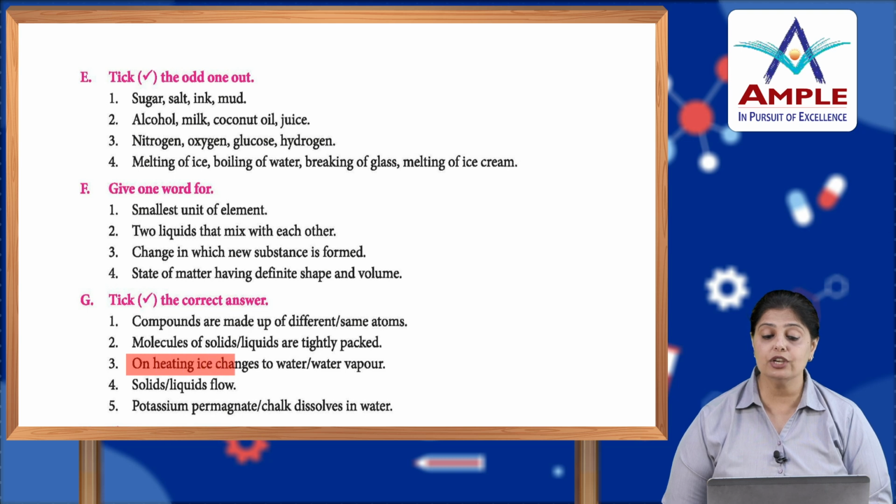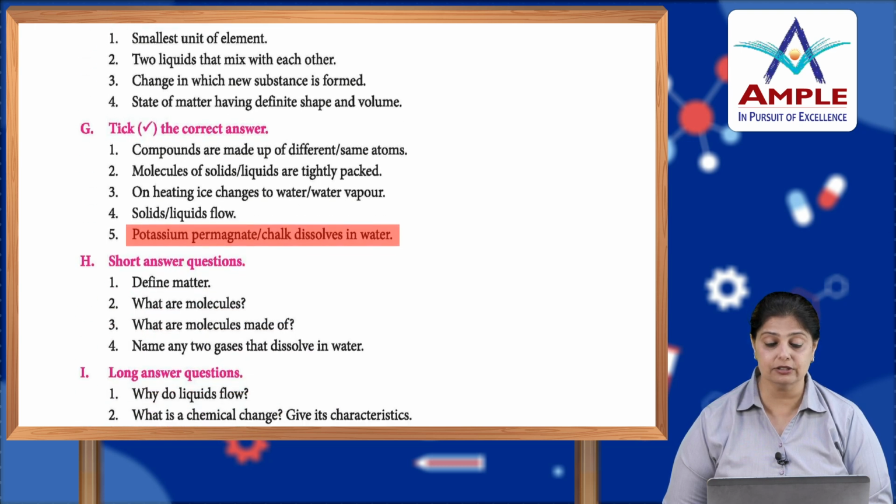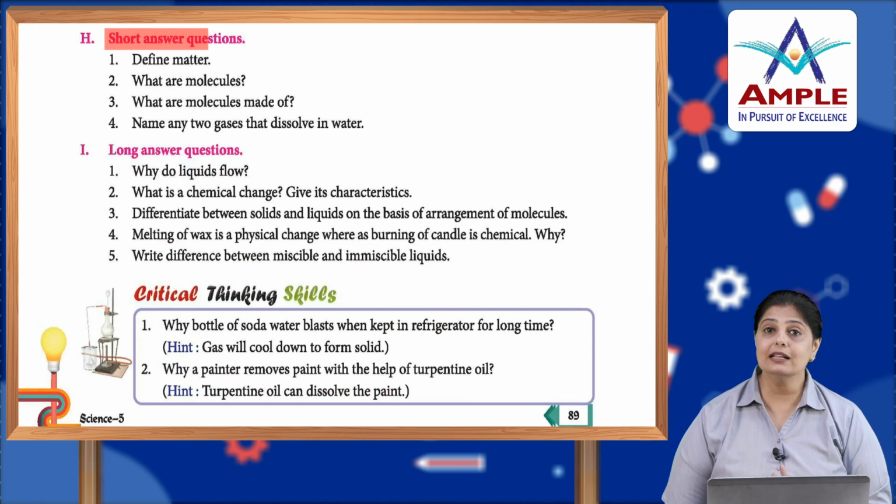On heating, ice changes to water or water vapor? It is water vapor. Solids or liquids flow? Liquids flow. Potassium permanganate or chalk dissolve in water. What gets dissolved in water? Potassium permanganate. Okay.